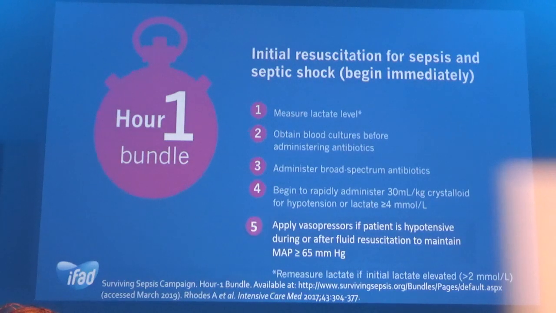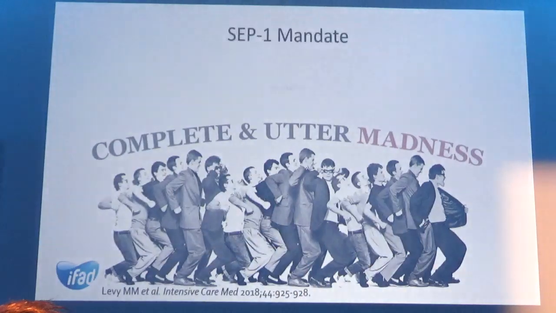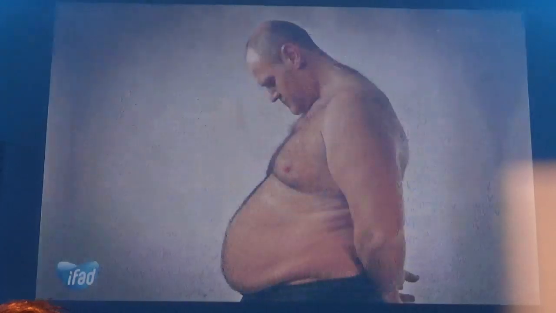So in sepsis there is the 3-hour bundle from the Surviving Sepsis Campaign, which was recently changed into a 1-hour bundle where we should give 30 ml per kilo in 1 hour. This may cause fluid accumulation or anasarca. The question is whether we end in a stage of complete and utter madness.